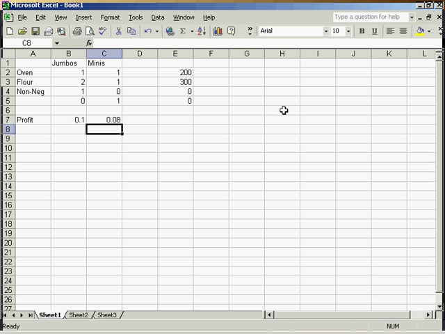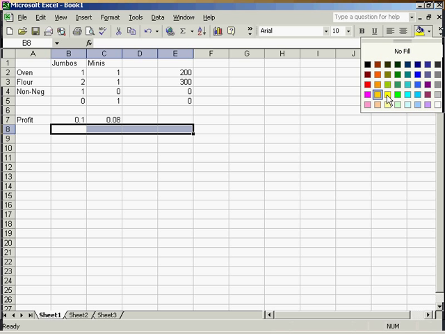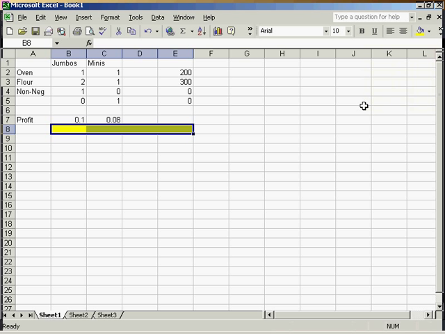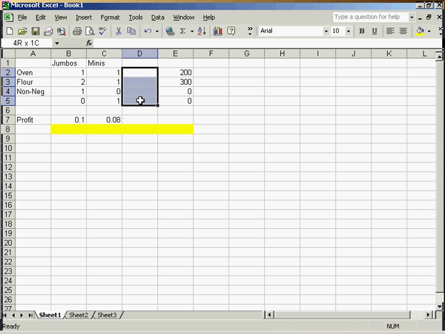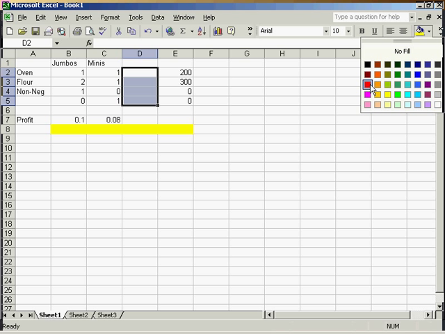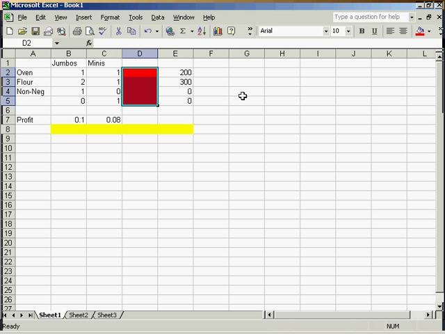We're now going to highlight some regions for where our answers are going to be, so they'll be easier to see. I'm first going to highlight under the variables all the way over to under the constants. I'm then going to choose the fill function and choose this to be yellow. This is ultimately where our answer is going to be, both the number of jumbos and minis and the total profit. I am also going to highlight the empty column where the constraints are and fill it with red, because those are going to be our limiting functions.